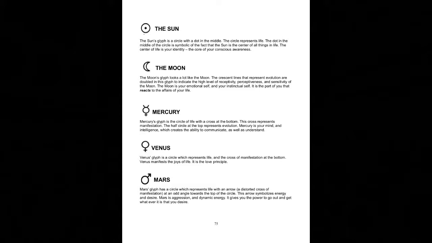Mars. Mars's glyph has a circle, which represents life, with an arrow, a distorted cross of manifestation, at an odd angle towards the top of the circle. This arrow symbolizes energy and desire. Mars is aggression and dynamic energy, and it gives you the power to go out and get whatever it is that you desire.